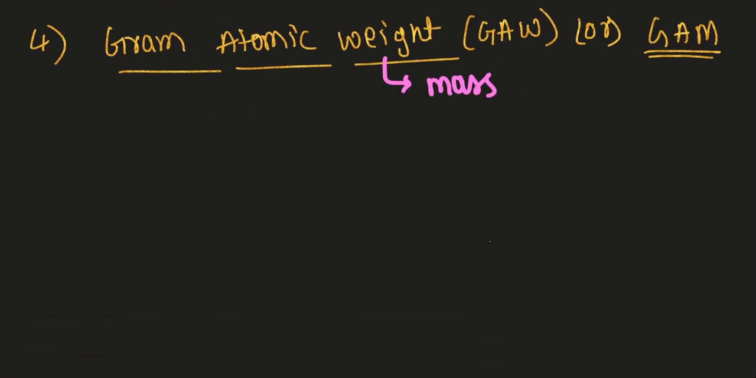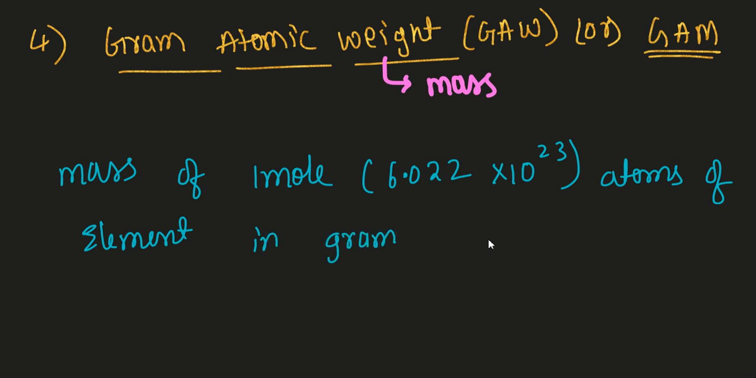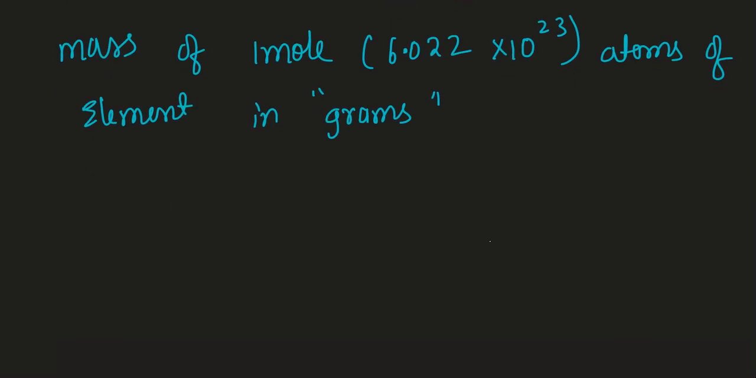Let us start to write down the definition here. Mass of 1 mole (6.022 into 10 to the power 23) atoms of an element in grams. So very, very important. Let us try to understand what the meaning of gram atomic weight is. Let us take a small example here. Once again, I'm going to take sodium.